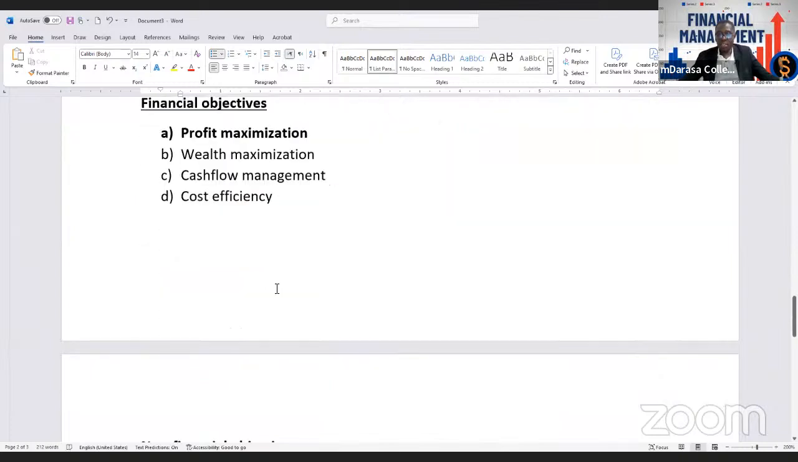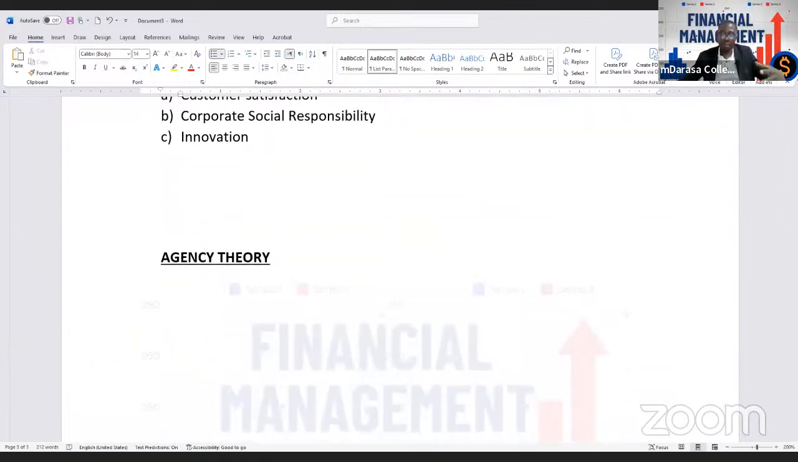You see? So in very simple terms, anytime we are looking at agency theory, my good students, all I want us to understand is the relationship between principals and agents. Principals are literally the owners or shareholders, and agents are the managers and the executives within a particular organization. This is what we are referring to as agency theory.